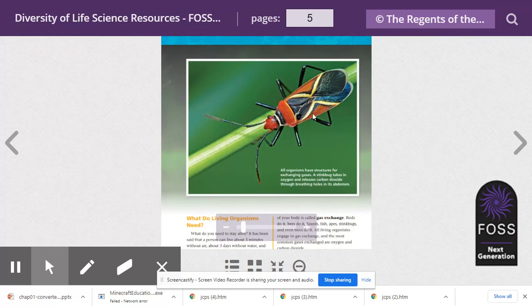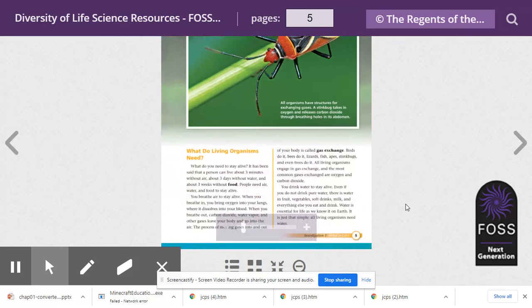All right, so this is a stink bug. All organisms have structures for exchanging gases. A stink bug takes in oxygen and releases carbon dioxide through breathing holes in its abdomen. What do living organisms need? So we're focusing on the things that living organisms need to be alive. What do you need to stay alive?